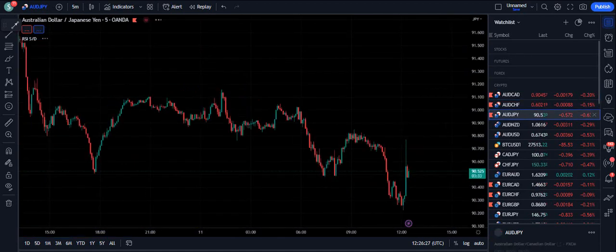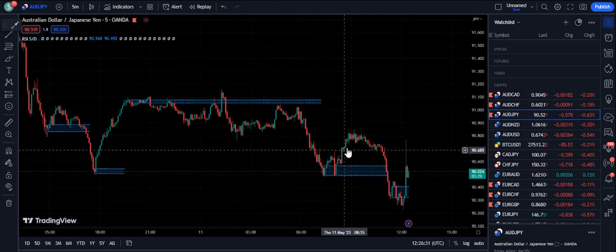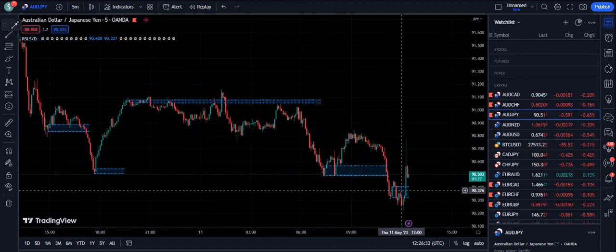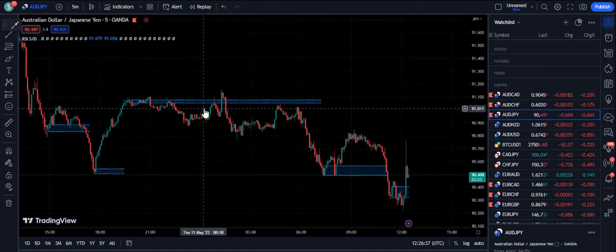Now let's have a look at the other pairs. For example, AUD JPY, this worked as a demand area at that time, and you can see price moved up. Again, the demand area worked, the price moved up, demand area, and this is the supply area.